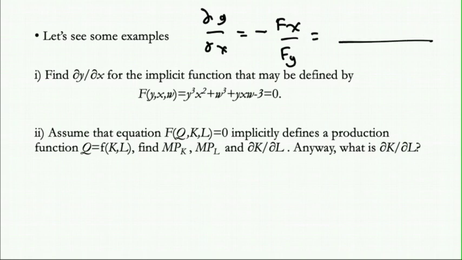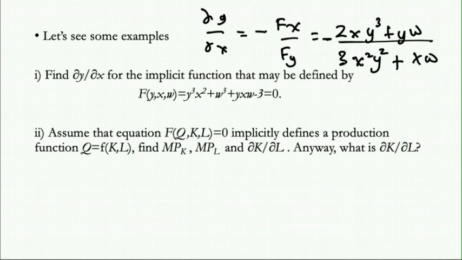So here, fx is what? So 2x y cubed, isn't it? Plus yw. And on the denominator, okay, 3 x squared y squared plus xw, isn't it? And don't forget the minus sign. Okay, so that's the first example.